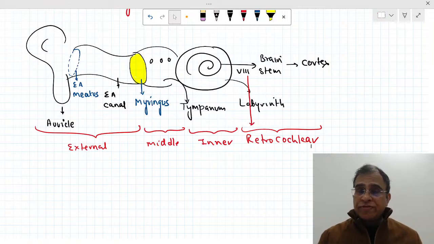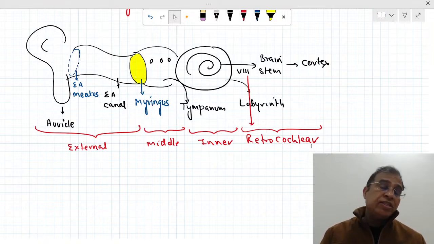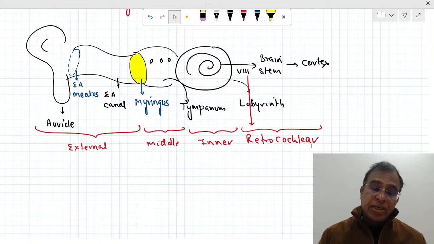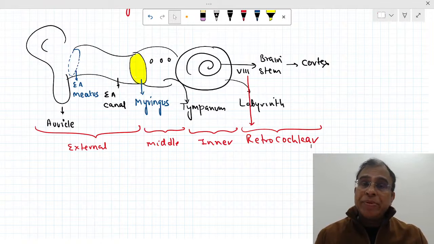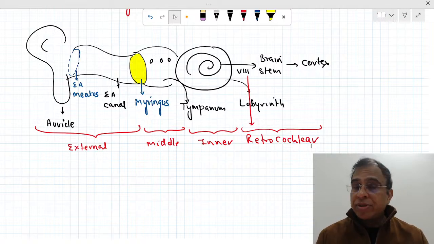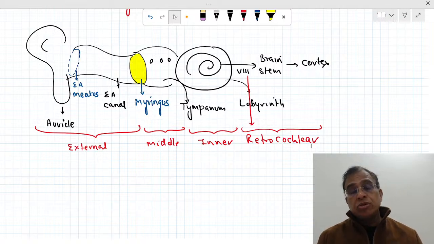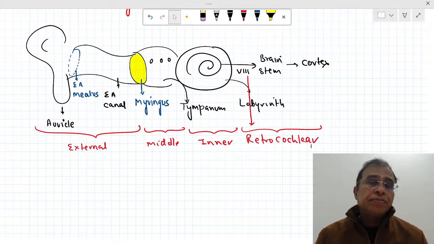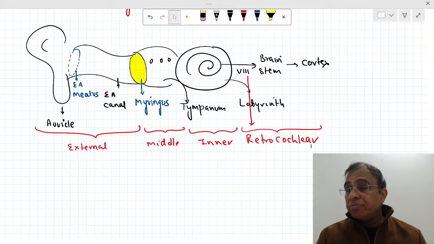Tympanic membrane has two surfaces. There is the outer surface which faces the external ear, and there is the inner surface that faces the middle ear. So the outer surface of the tympanic membrane is a part of the external ear, and inner surface of the tympanic membrane is a part of the middle ear. So that's the solution. It belongs to both. So tympanic membrane also belongs to the middle ear along with the external ear, of course. That's what it means. Now, why is this important?